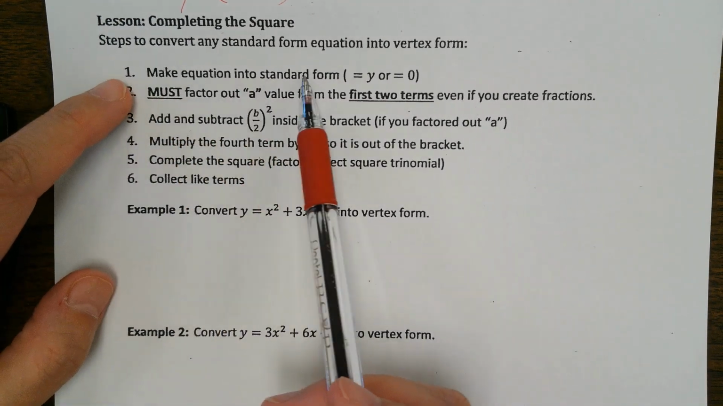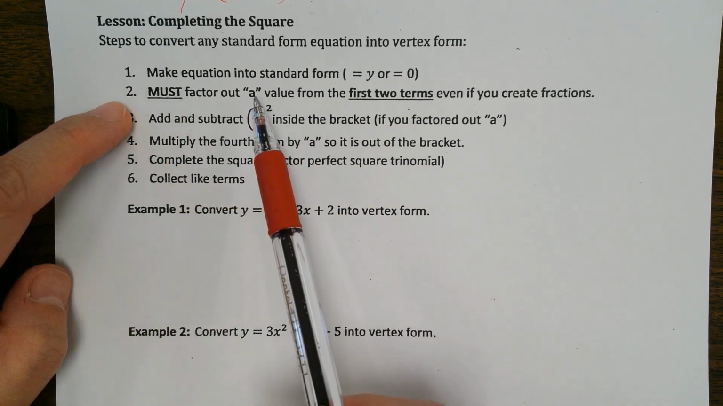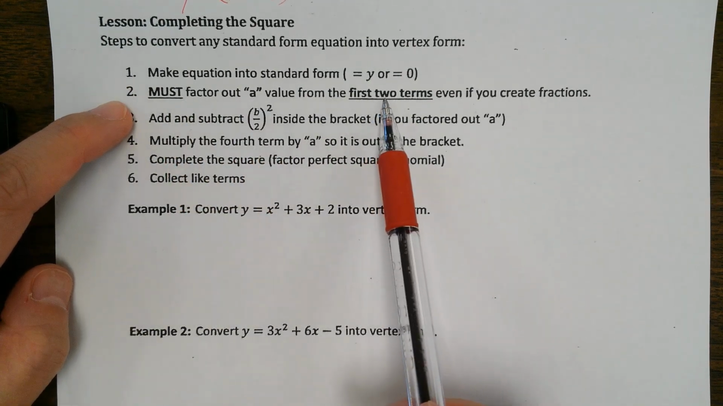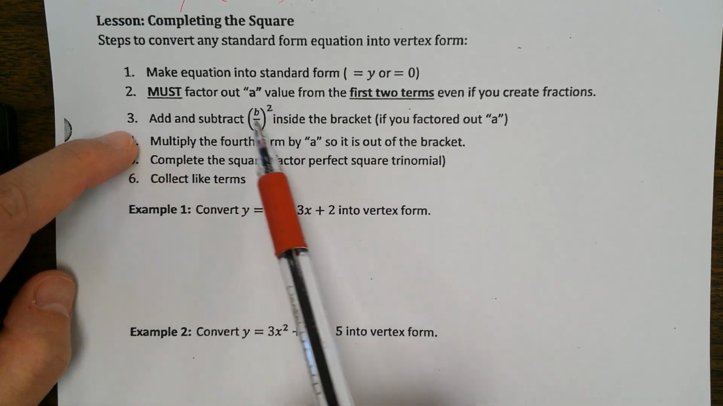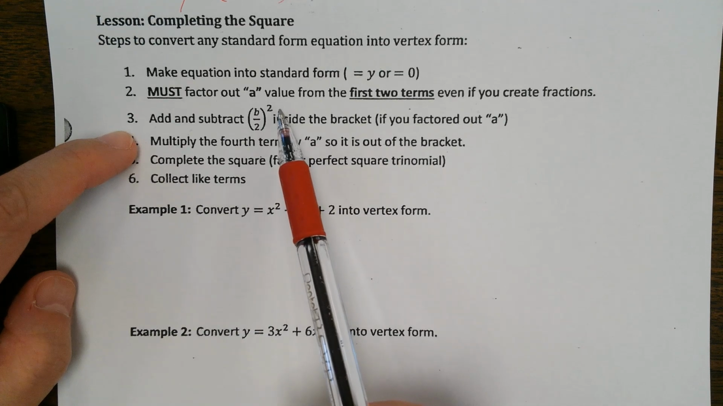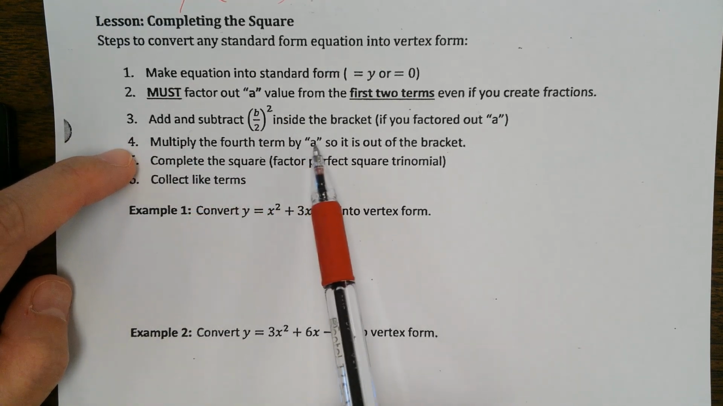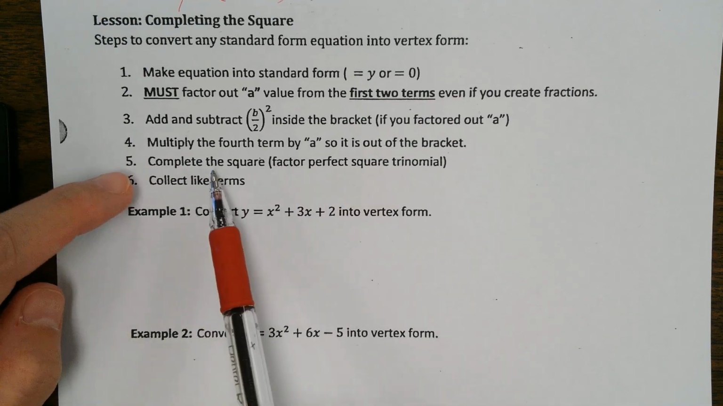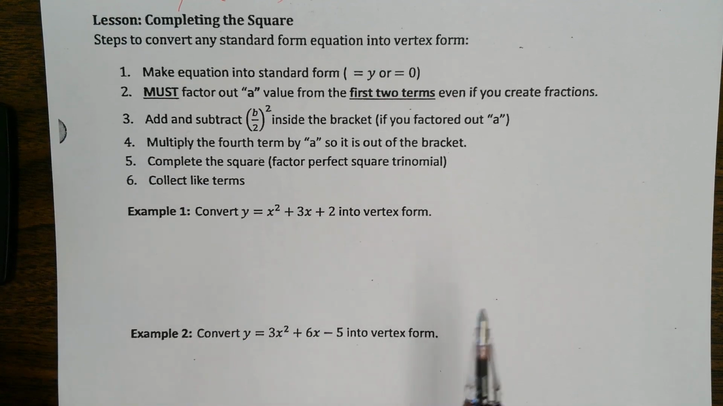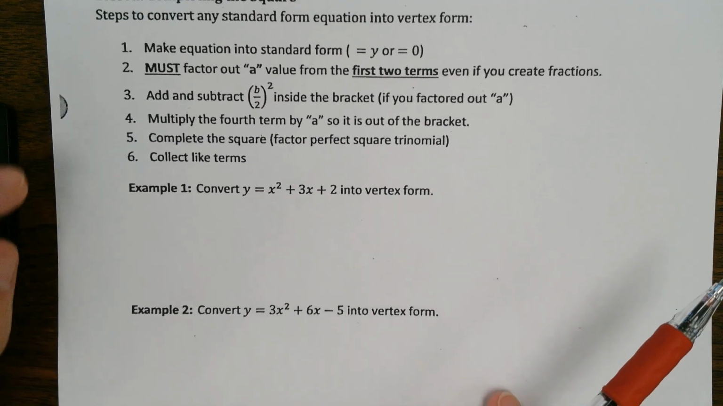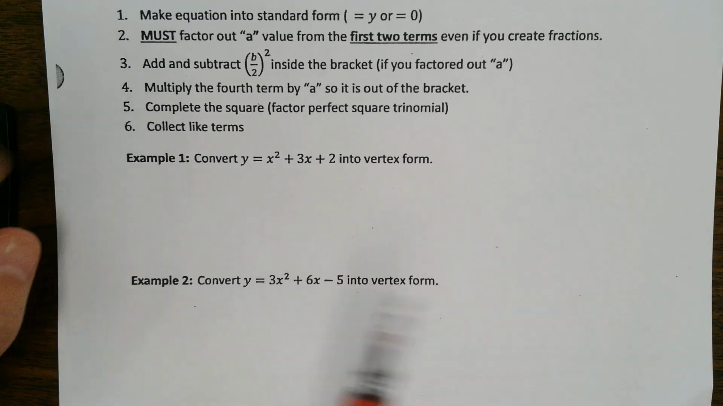So the first step you have to do is make sure it's in standard form. Second, you're going to factor out the a value in the first 2 terms only. Then you're going to add and subtract b divided by 2 squared. Next, multiply the 4th term out with the a, and then complete the square, and then finally add the last 2 terms together. Okay, so now let's see how it goes with numbers, with this example.